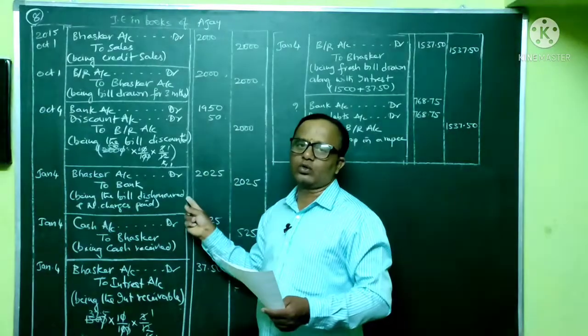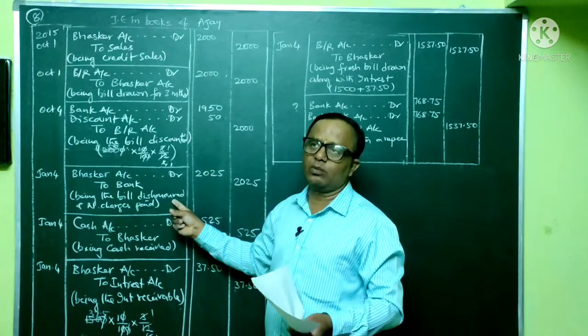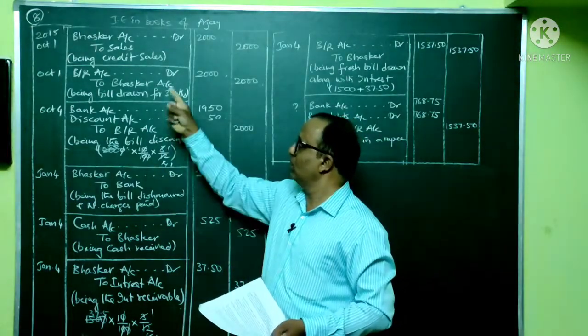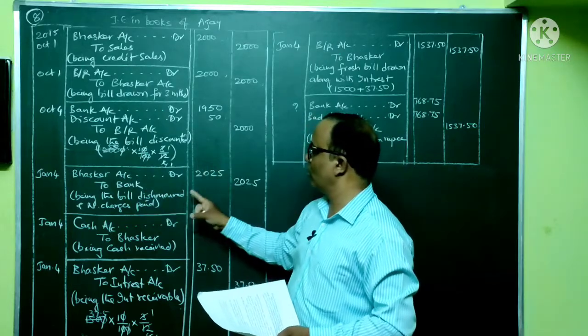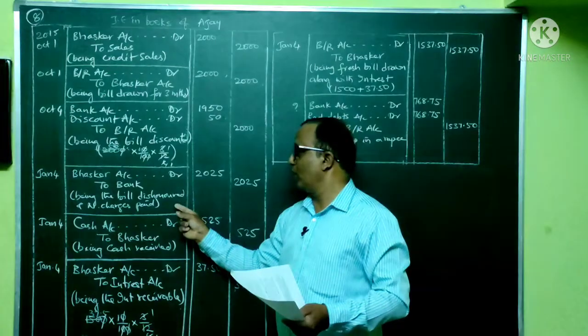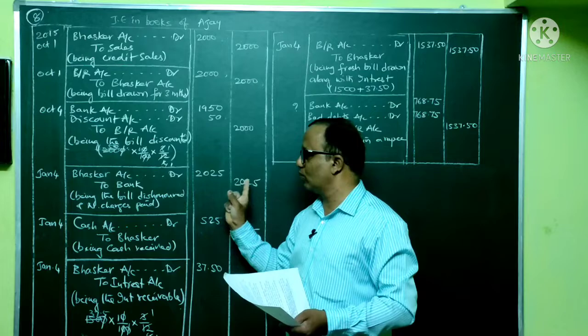Discounted bill dishonored. So what is the entry in the books of the drawer? Discounted bill dishonored means your entry will be drawee account debit to bank. Your drawee is Bhaskar, so Bhaskar account debit to bank, the bill amount along with the 25 rupees noting charges which you have paid from your bank account. So it will be 2025. Bhaskar account debit to bank 2025.